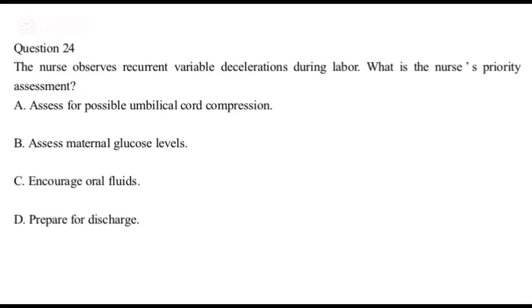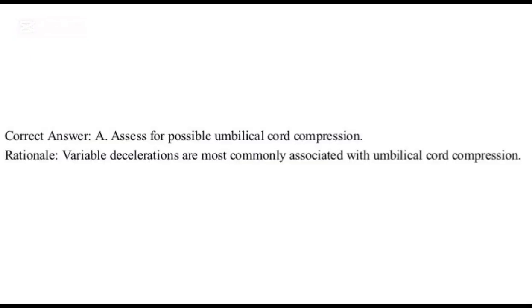Question 24. The nurse observes recurrent variable decelerations during labor. What is the nurse's priority assessment? A. Assess for possible umbilical cord compression. B. Assess maternal glucose levels. C. Encourage oral fluids. D. Prepare for discharge. Correct answer, A. Assess for possible umbilical cord compression. Rationale: variable decelerations are most commonly associated with umbilical cord compression.